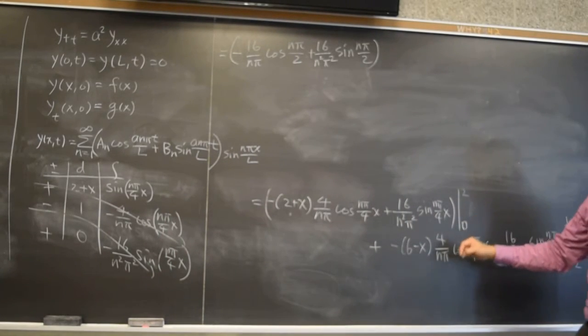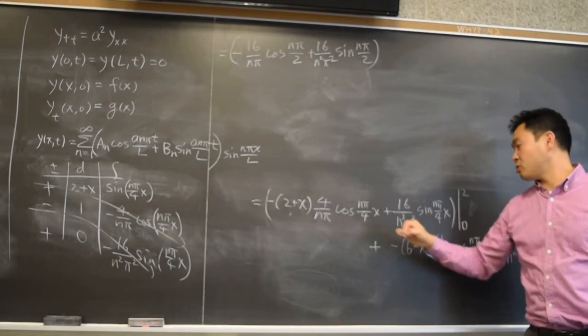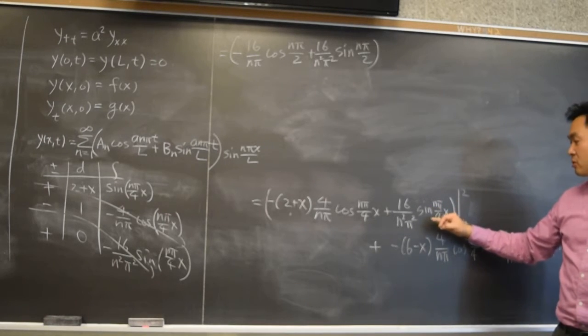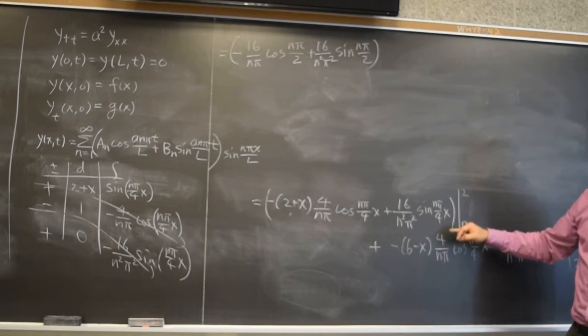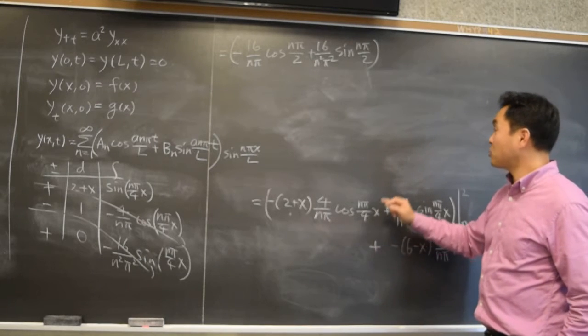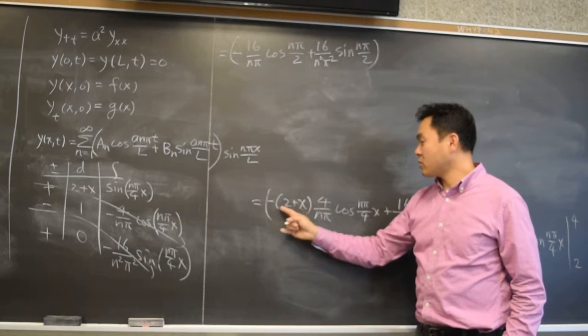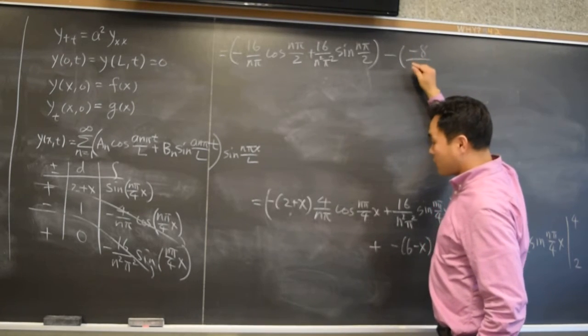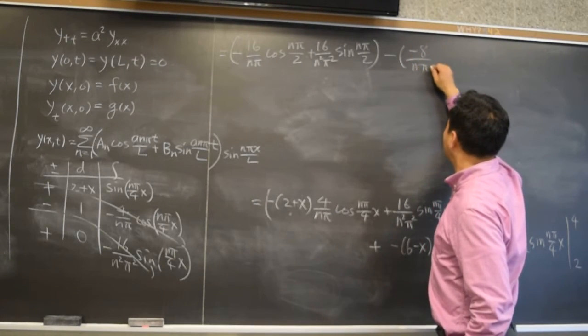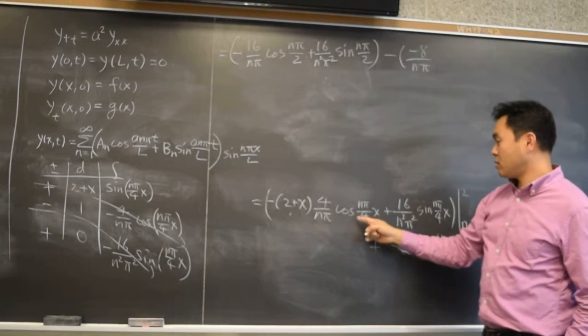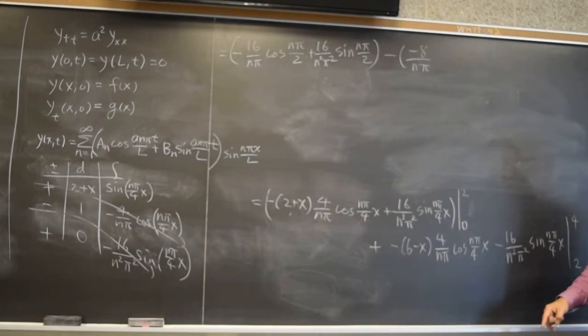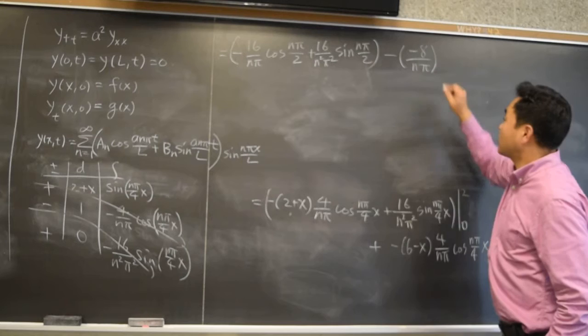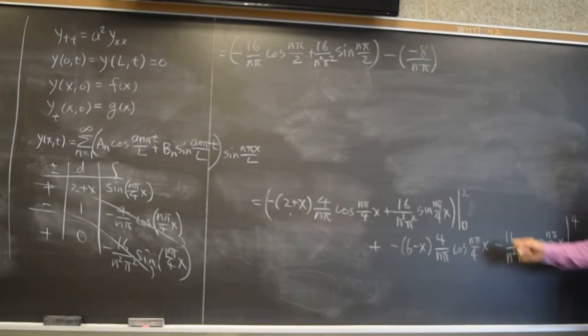Now when you plug in 0, cosine 0 is 1 and sine 0 is 0. So that one's gone, so that's good. This one survives and we have to take care of it. Okay. If I plug in 0, it's negative 8 over n pi. And cosine of 0 is 1, so that's it, right? Okay, so that's what you get from the first integral.